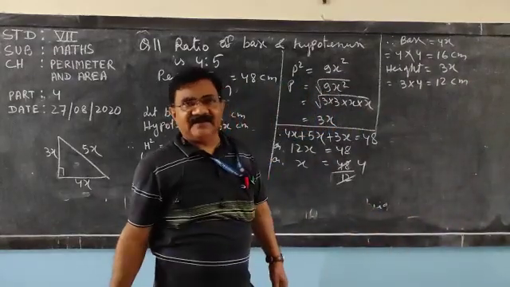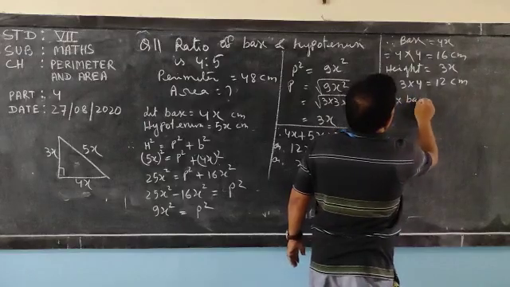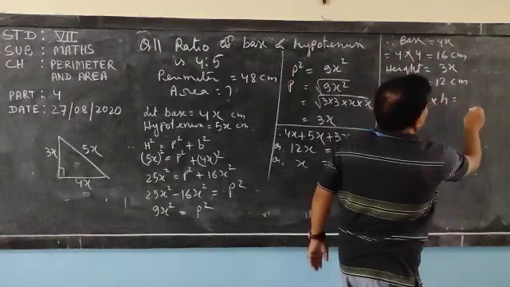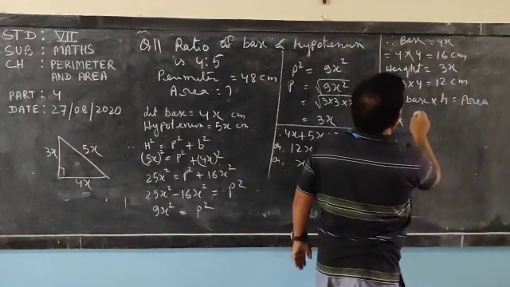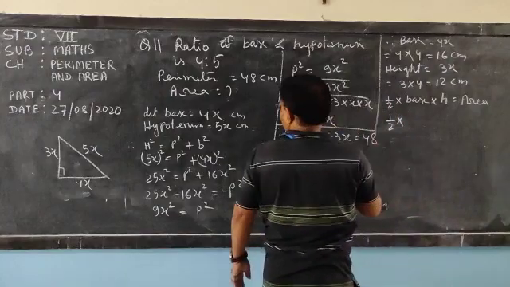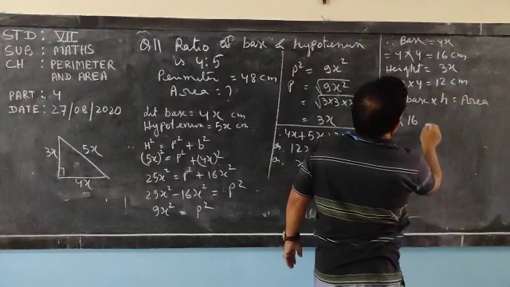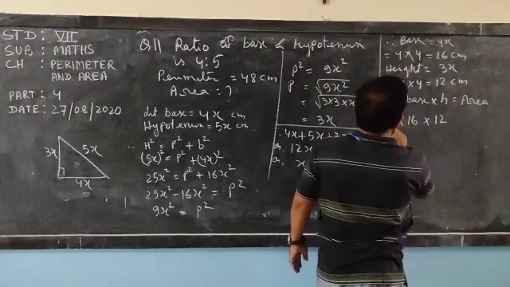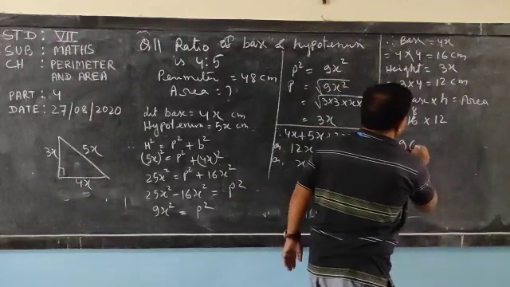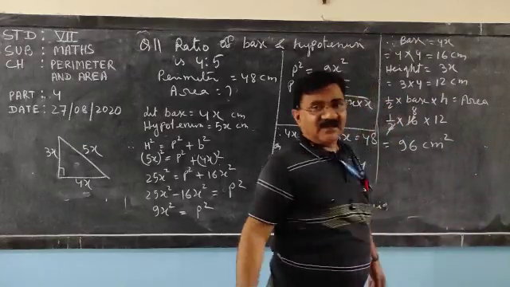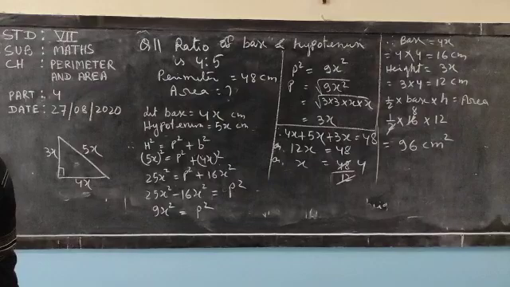Now we can easily find the area. Half into base into height is equal to area. So half into base. Base is what? 16. And height is 12. 2 8s are 96 centimeter square is the area of this triangle. Very clear or not?